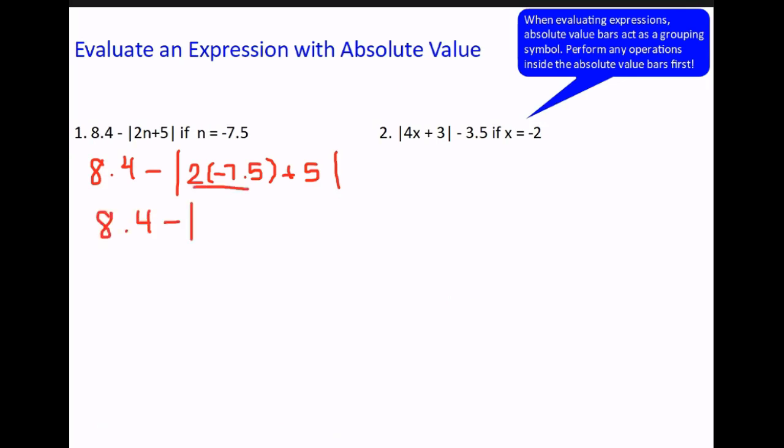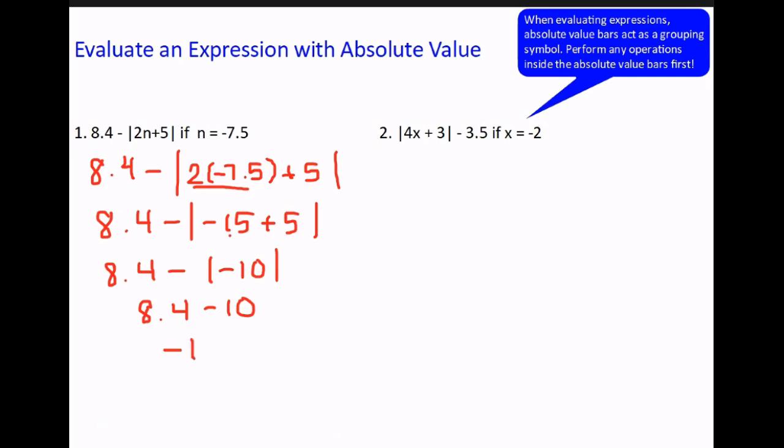So first you multiply. So 2 times -7.5 is -15. Still with absolute values. Remember, they're kind of like parentheses. -15 and +5 is -10. But the absolute value makes it positive. 8.4 minus 10 is then what? Good, Madison? Perfect.